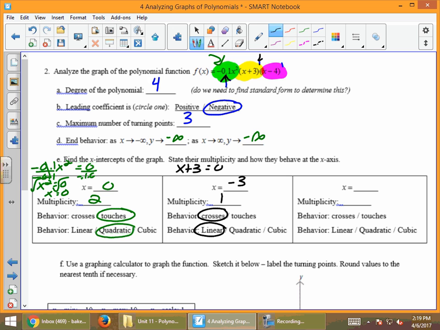And then solve the next one. X minus 4. When we solve it, we get what? 4. What's its multiplicity? 1. And then since it's 1, it's going to be the same. It's going to what? Cross, and it's going to be linear.